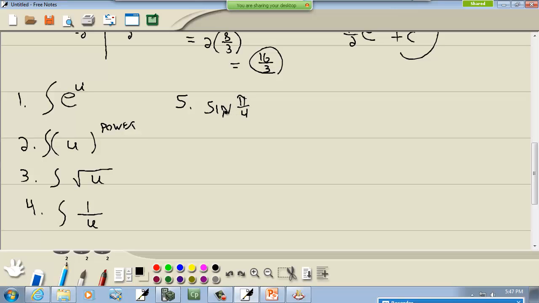I should have had a unit circle downloaded, but you'll have to make do with my sloppiness.